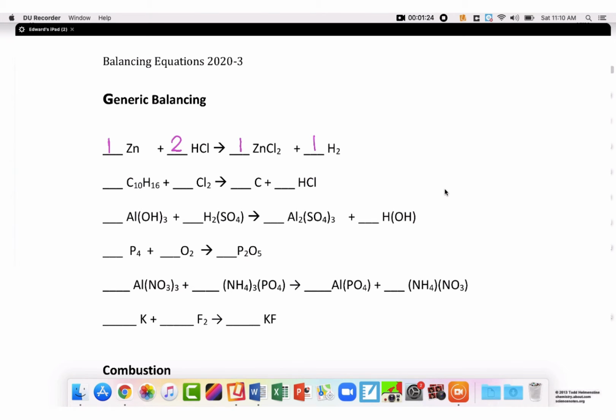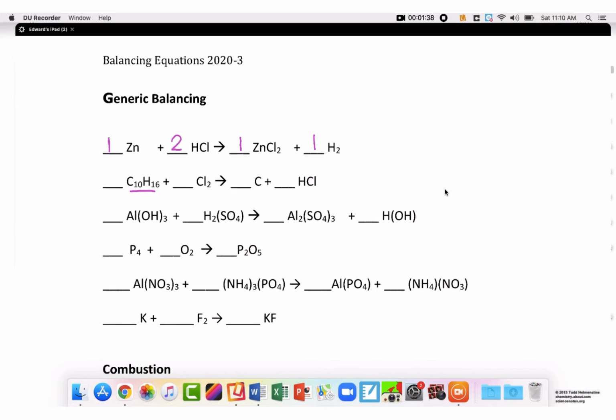It's balanced. Usually when you start these problems, start with the one with the most subscripts. That's usually the best bet. And if we look at this one right here, C10H16, that's unusual, so that's a good place to start. So let's start with those C's. We have 10 C's and 10 C's. 16 H's and 16 H's. Now, H has a partner, Cl, so we have to fix those Cl's too at the same time. So now we have 16 Cl's. We need to go back on this side. 2 times 8 is 16.